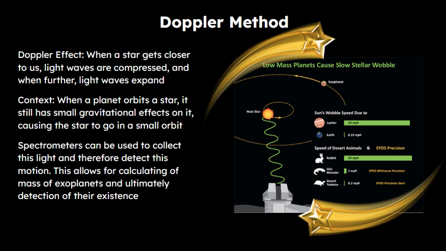When they compress, this is called the blue shift, and when they expand, this is called the red shift. When a planet orbits a star, it still has small gravitational effects on it, causing the star to go in a small orbit. Spectrometers can be used to collect this light, emitted or reflected by exoplanets, and therefore detect this motion. This allows for calculating the mass of exoplanets and, most importantly, the detection of their existence.